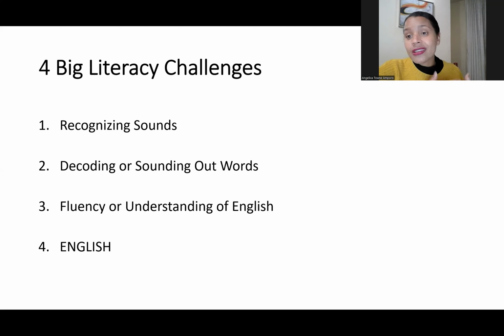This means they have to have enough vocabulary. You cannot learn to read a language that you don't speak, that you don't know, right? You can't read a language that you're unfamiliar with. So you have to know enough English, enough vocabulary, enough fluency to be able to read.